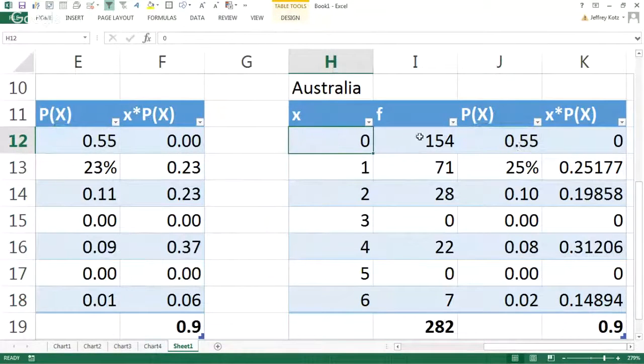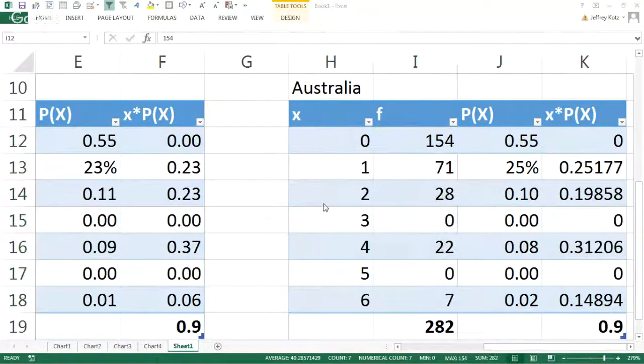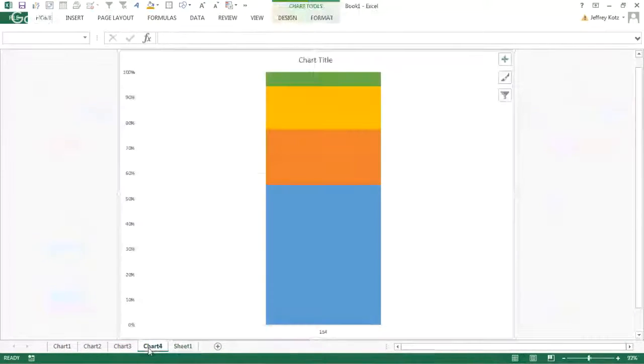The mode is also 0 because it has the highest relative frequency, which also means it has the highest frequency. But whichever one of these is the highest, the maximum is 154. It means that this blue bar, which is the biggest, also represents the mode.